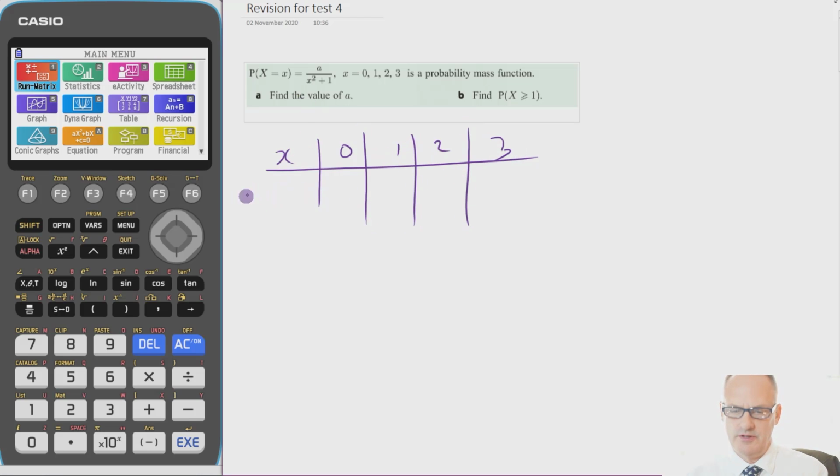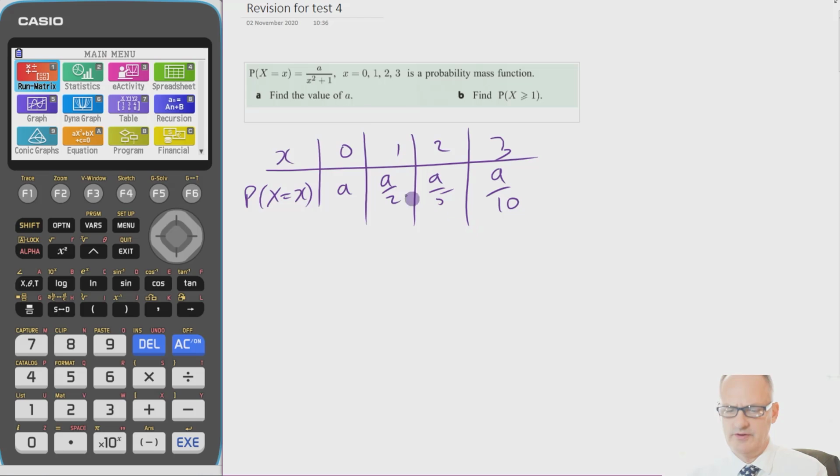And we want to find the probability that the capital X, our random variable, equals little x, one of these values. So we put 0 into this, we get a over 0 squared plus 1, which is just a. Then we get a over 1 squared plus 1, which is a over 2. And then for 2, a over 2 squared plus 1 is a over 5. And then for 3, a over 3 squared, which is 9, plus 1 is a over 10. And that is our probability distribution, or probability mass function.